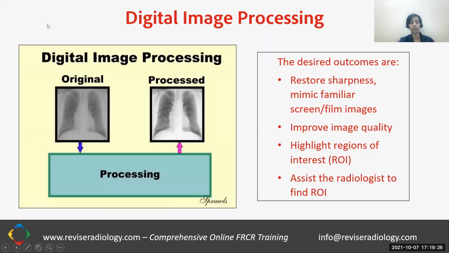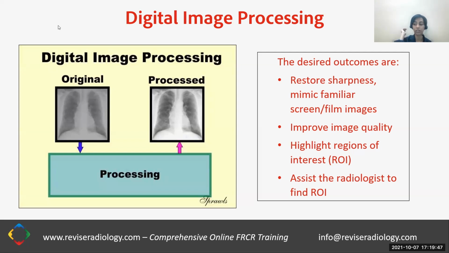So another important topic is some things relating to image quality. And now when you're discussing image quality, we come to another very important process, which is digital image processing. As we know, digital image processing is a stage between data acquisition and display.